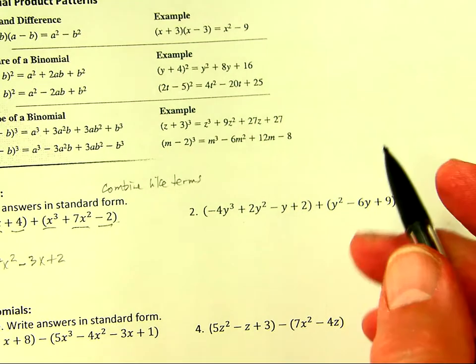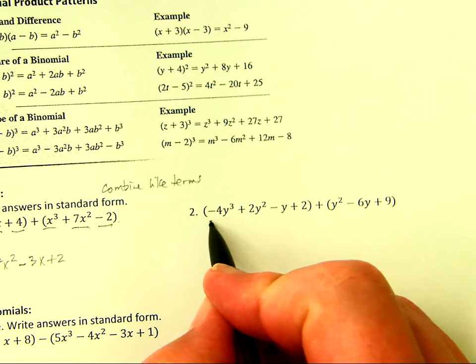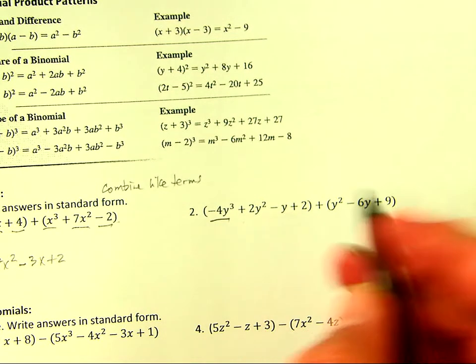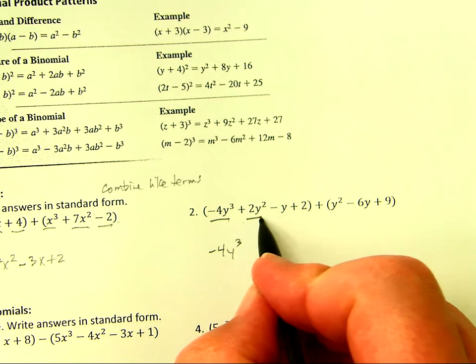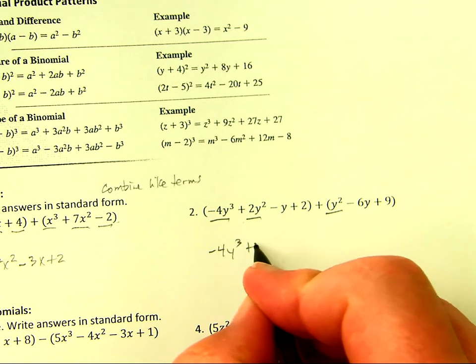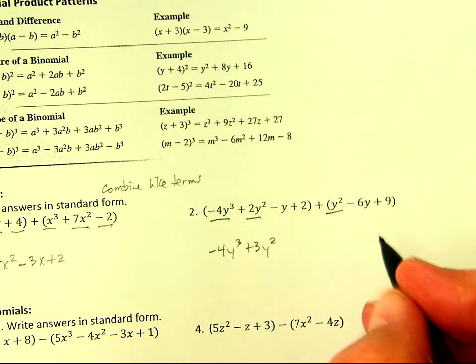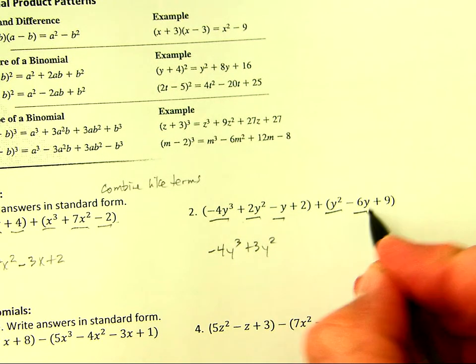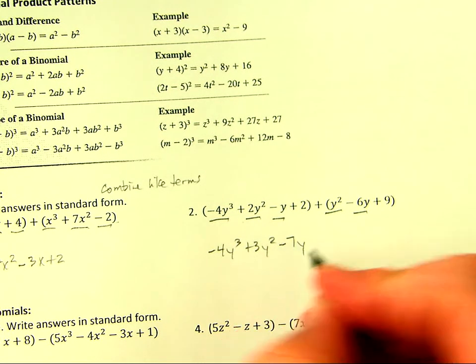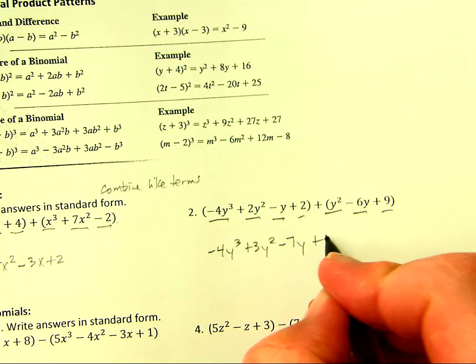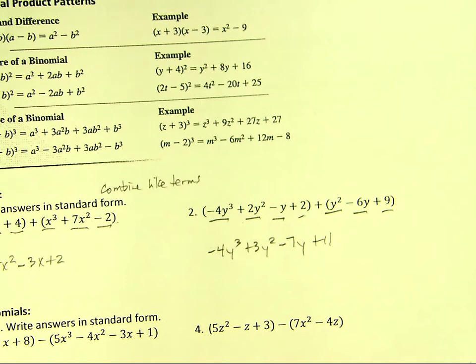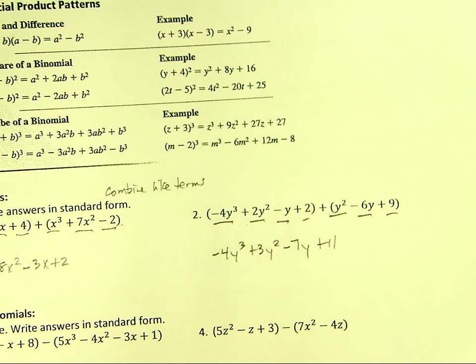Same way with this one, just combining like terms. I have a negative 4y cubed. There's no other y cubed, so it's negative 4y cubed. I have a 2y squared and another y squared, so 3y squared. I have a negative y and a negative 6y. That's a negative 7y. And I have a 2 and a positive 9. That's 11. That's all you do adding, just combine like terms.